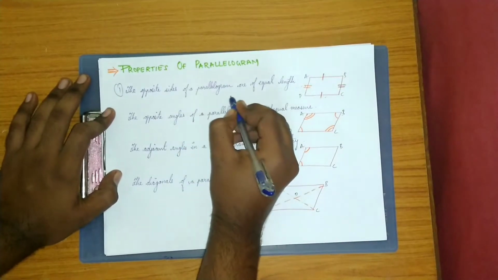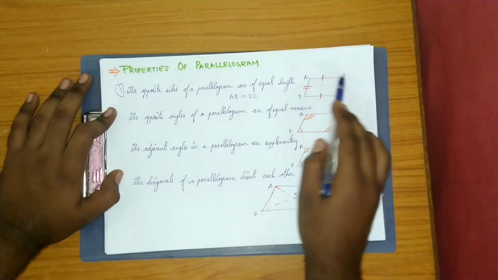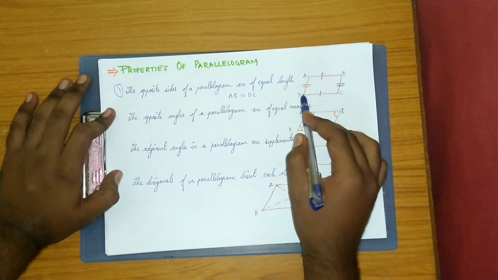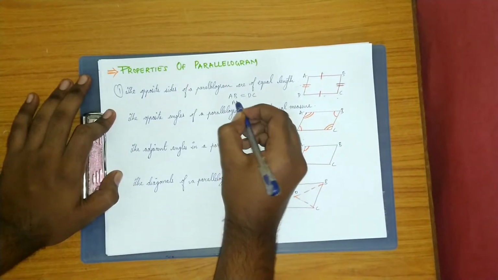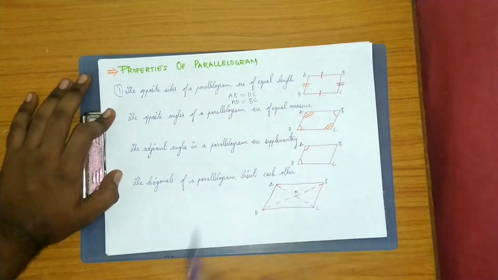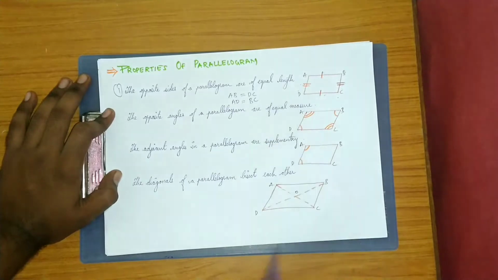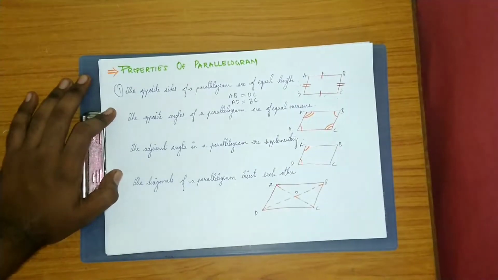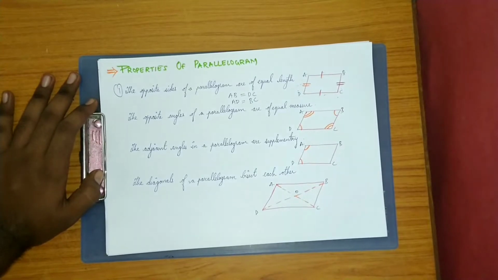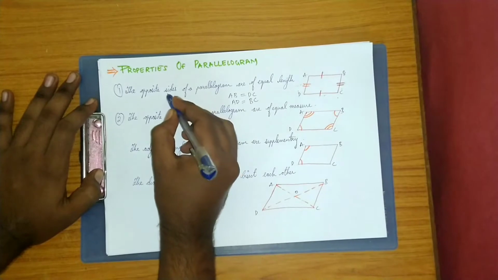That means here AB is equal to DC, and there is one more pair, right? AD is equal to what? BC. AD is equal to BC. But AB is not equal to BC or something else, right? Opposite sides are equal. Now we'll consider the second property, that is the opposite angles.